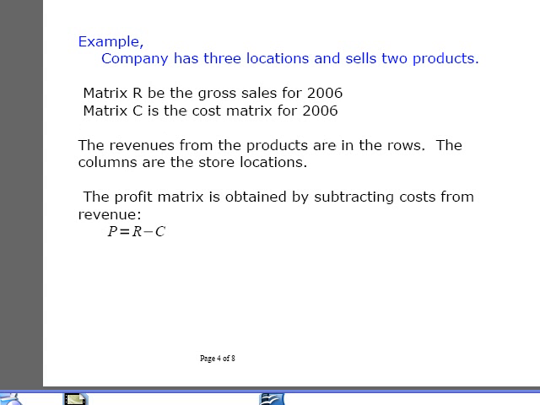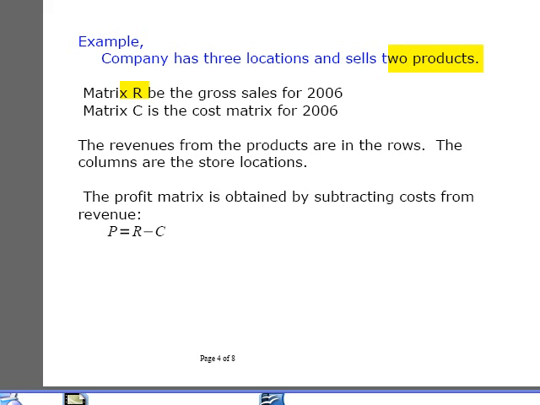So here's an example and also an application. Let's say your matrix, which I'm going to call R, is your gross sales. This would be your revenue for a company that sells, let's say, 2 products, okay? And maybe you have 3 locations. The C matrix will be your cost matrix. It is the cost for those 2 products at the 3 locations for the same year.